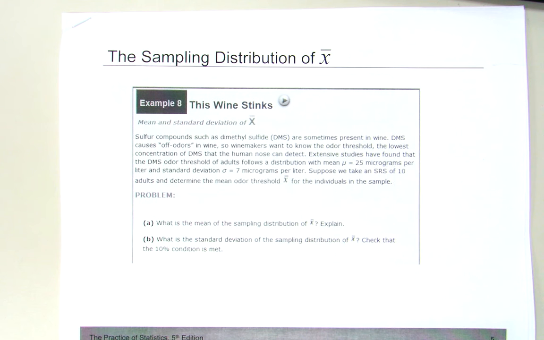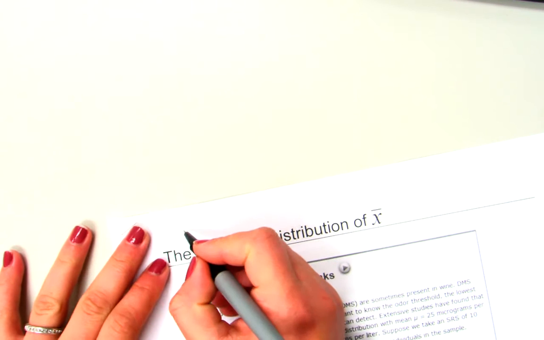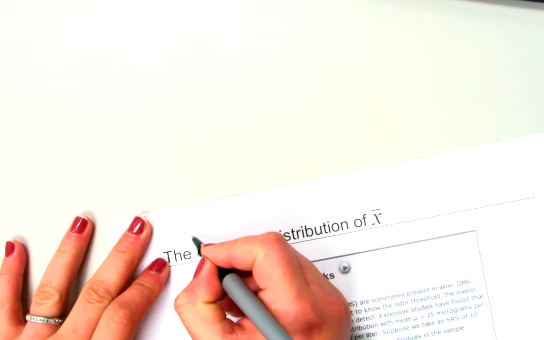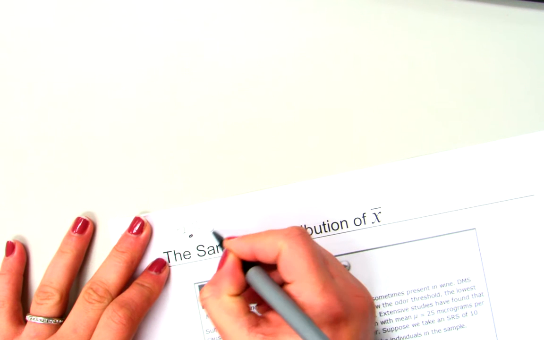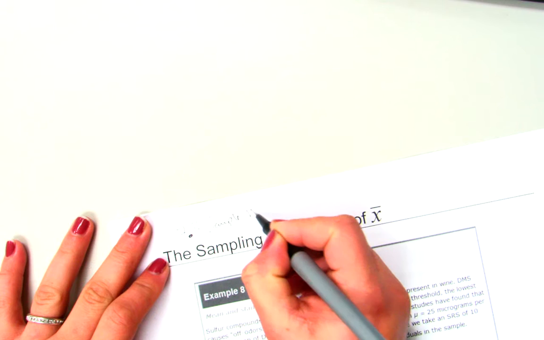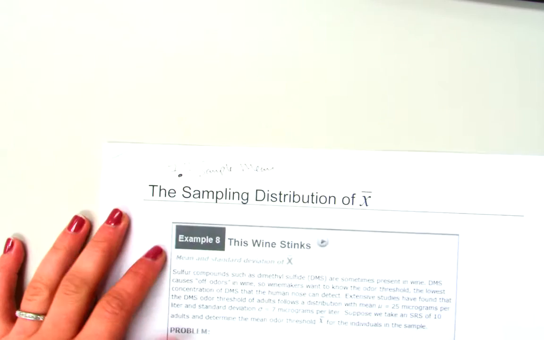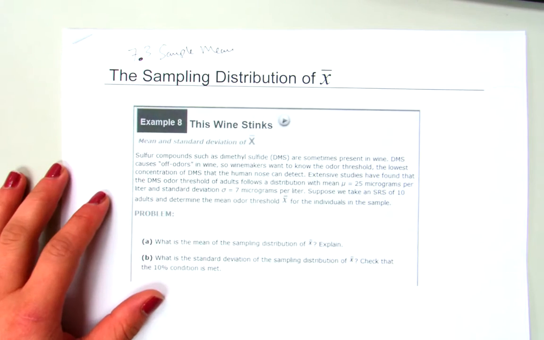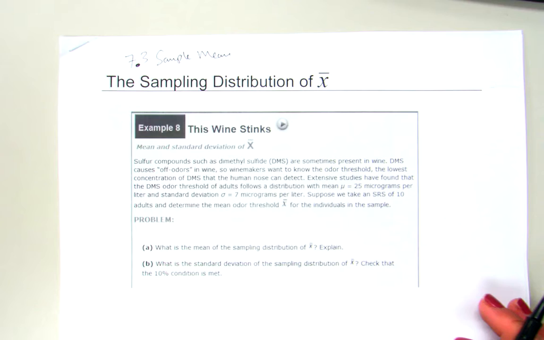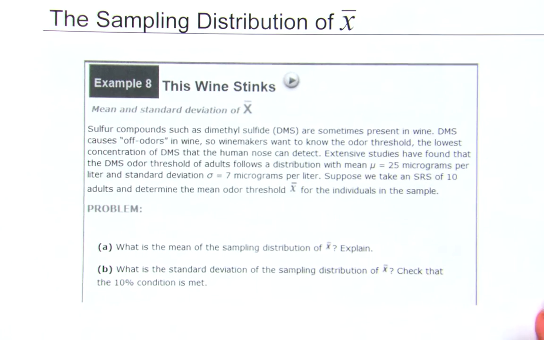Okay, this is AP Stats. We're in chapter 7.3, which is sample means. Before I start, please make sure that you go and read section 7.3 so that this will make much more sense to you instead of just listening to me do a bunch of problems, because that might get a little boring if you don't know what you're doing.